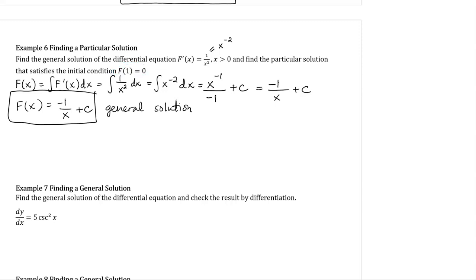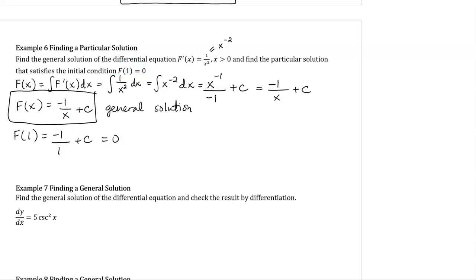So I am particularly interested in the function that when I go in and replace x with 1, which I have just done, I will get out 0. That is what this means: when you replace x with 1, you will get out 0. It will all be equal to 0.